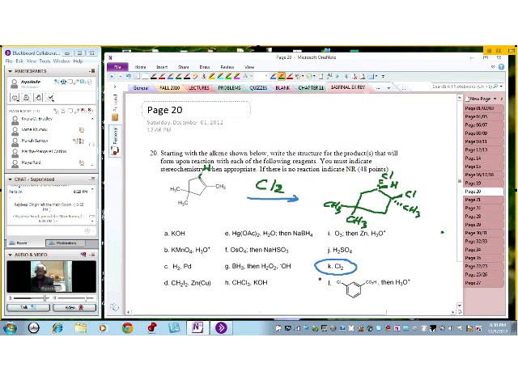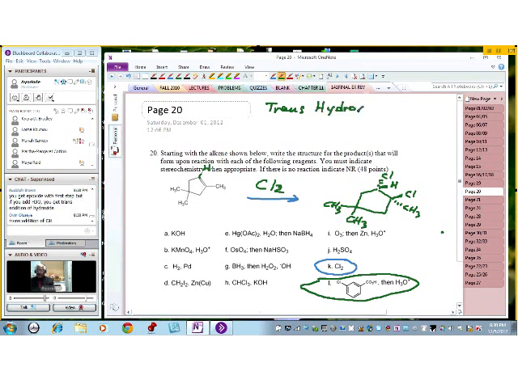Very good. How about this one here? This L. What does this reagent do? Syn, okay, excellent. Syn hydroxylation. This is syn hydroxylation.